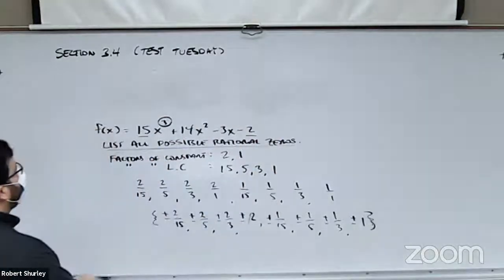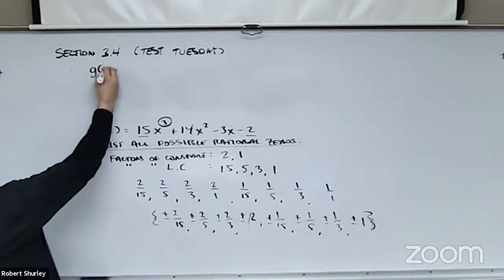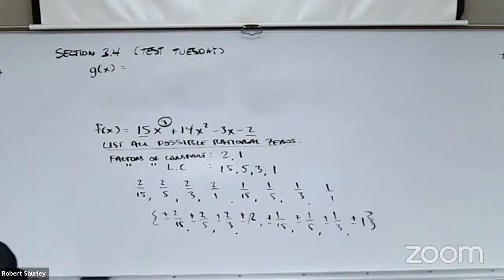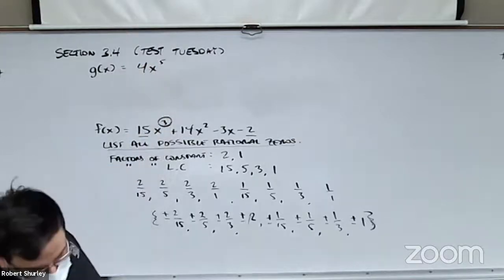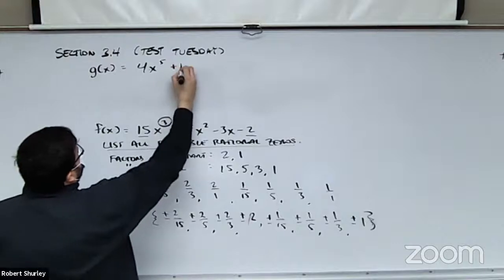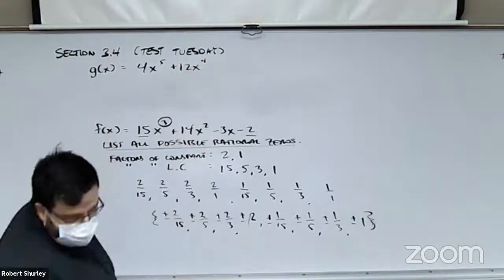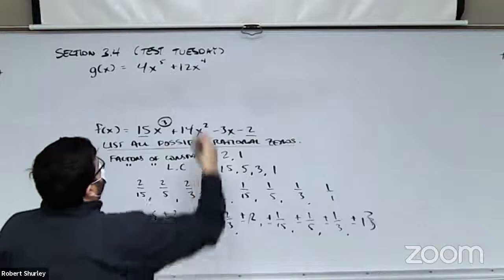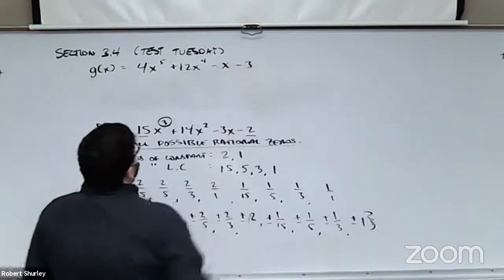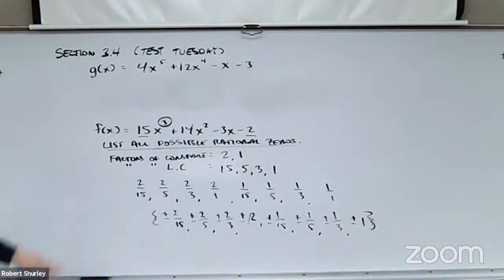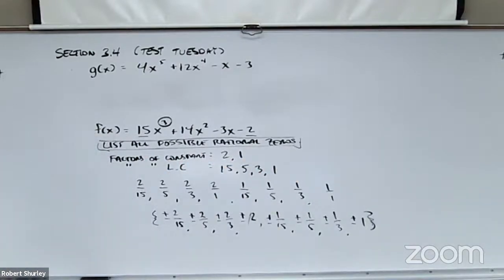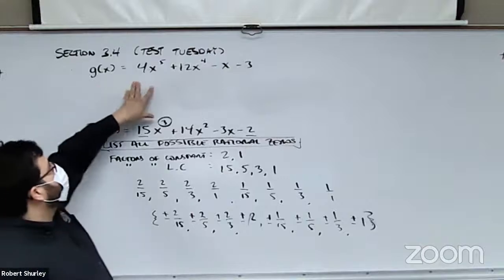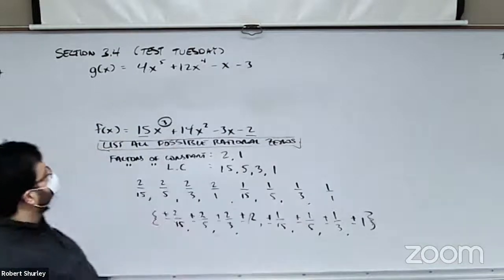So let's say we had g of x equals, I'm going to steal one. This is like a checkpoint question. 4x to the 5th plus 12x to the 4th minus x minus 3. Same question. I want you to list all possible rational zeros. I'm not going to write it twice because it'll just take up too much room. So list all possible rational zeros for this g of x function.